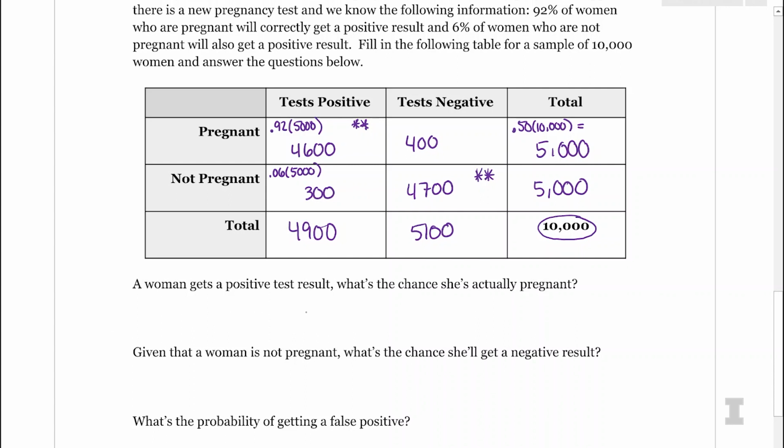So the first one says a woman gets a positive test result. Okay, so we know they're in this column. What's the chance she's actually pregnant? So my denominator is going to be 4,900 because we know they got a positive result. And the chance that she's actually pregnant is 4,600 out of 4,900. So I could write this in probability notation. I could say, what's the probability that she is actually pregnant, given that she got a positive result.